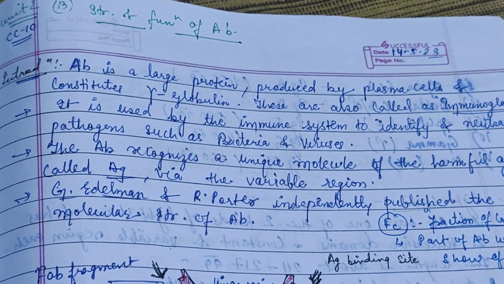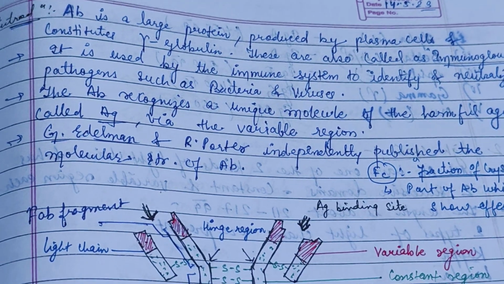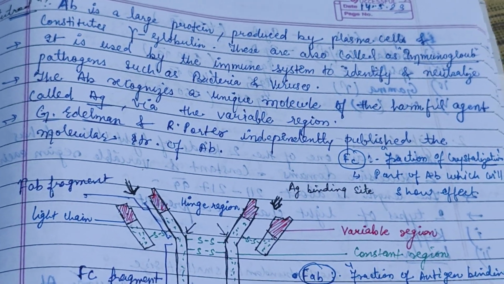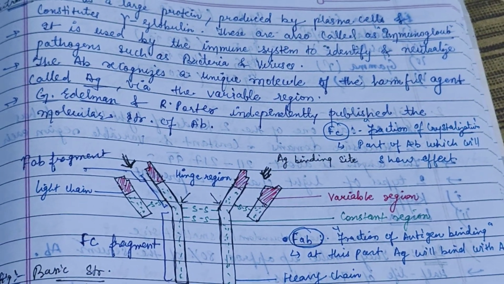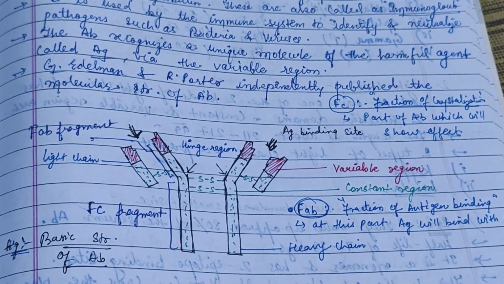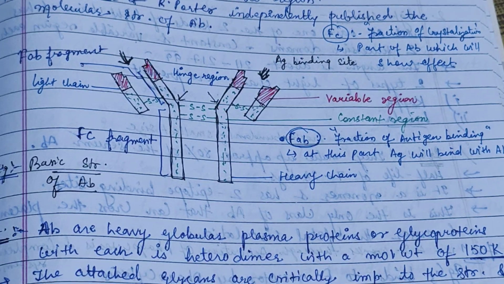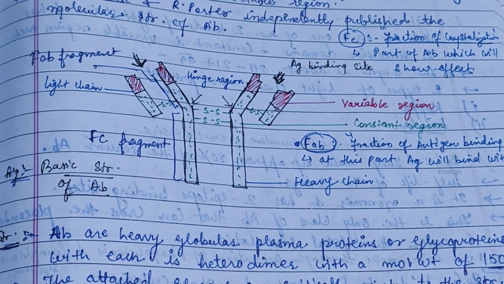Hi guys, here's another video regarding this topic: structure and function of the antibody. So antibody is a large protein produced by the plasma cells and constitutes gamma globulin, and these are called the immunoglobulins, and it is used by the immune system to identify and neutralize pathogens such as bacteria and viruses.